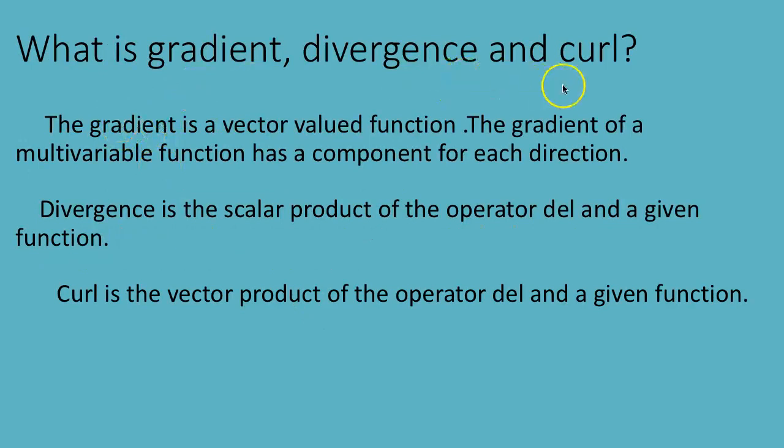What is gradient, divergence and curl? Now, gradient is a vector-valued function. The gradient of a multivariable function has a component for each direction, that is i, j, k, for 3 dimensions. Divergence is the scalar product of the operator del and a given function, and curl is the vector product of the operator del and a given function.